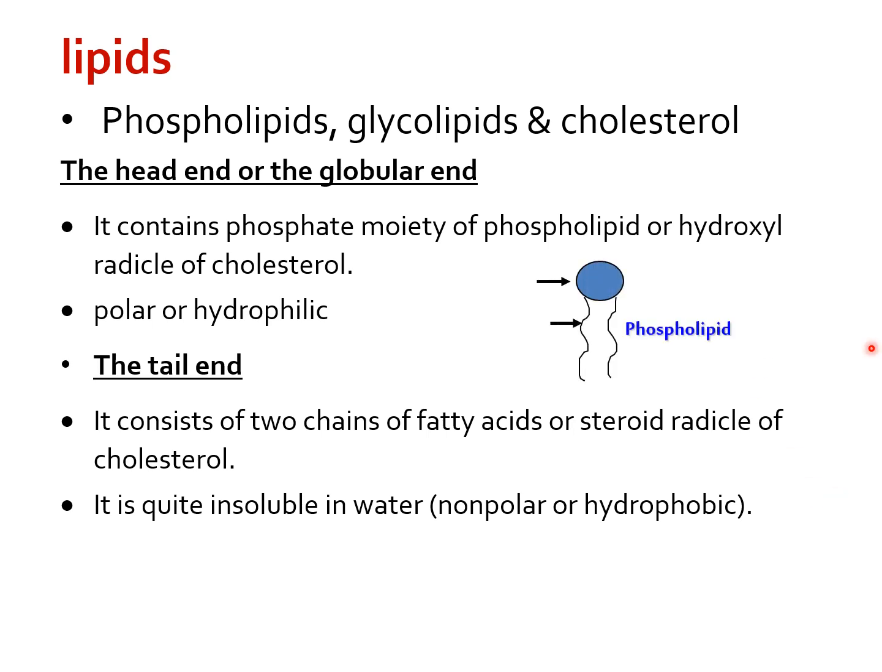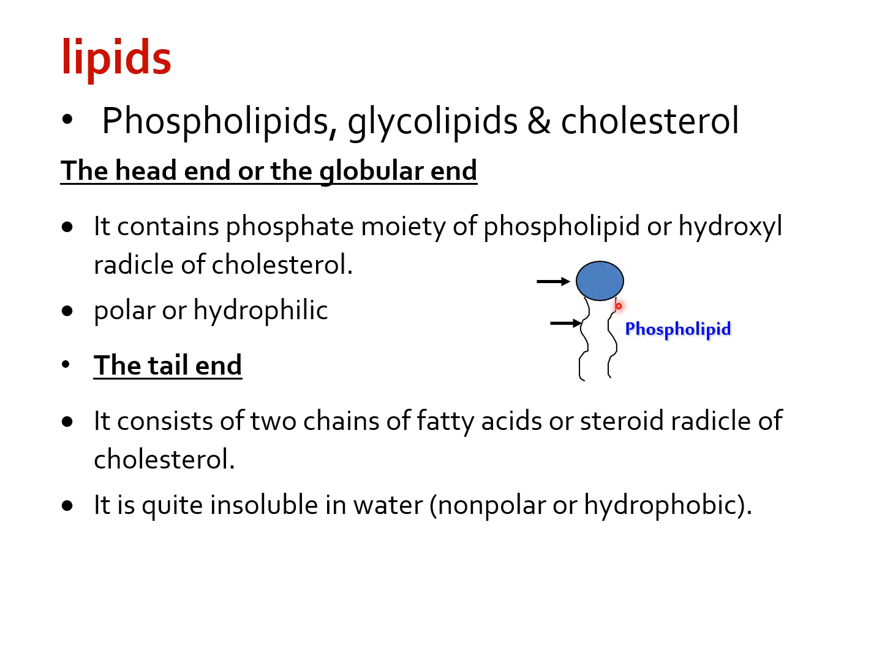So here we can see a structure which is showing the head end and the tail end. This is the basic structure of the lipid molecule where we have head end and tail end. The head end is composed of phosphate moiety of phospholipid or hydroxyl radical of cholesterol. And this head end is the positive end and it is soluble in water. So that is why it is called as polar end or hydrophilic end.